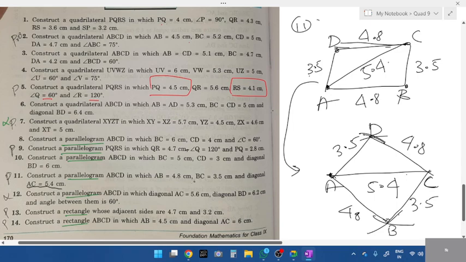Have I drawn a parallelogram here? Instead of angle, what have they given? Instead of angle, they have given the diagonal. Is any angle given? No. If the angle is not given, it's not possible to construct. Then what do we do? You take the diagonal as the base.